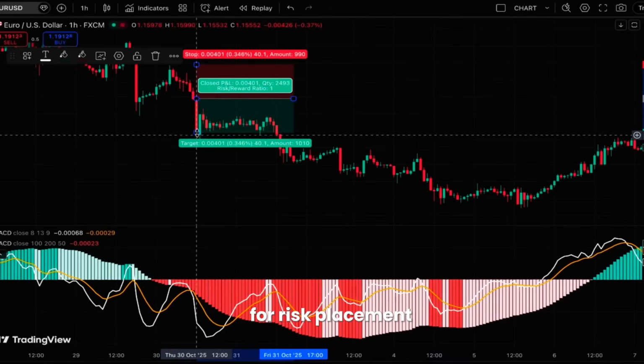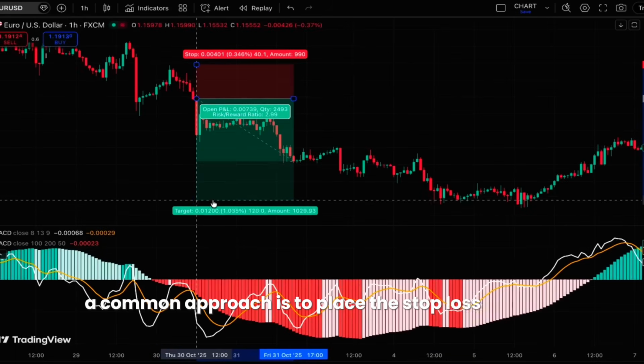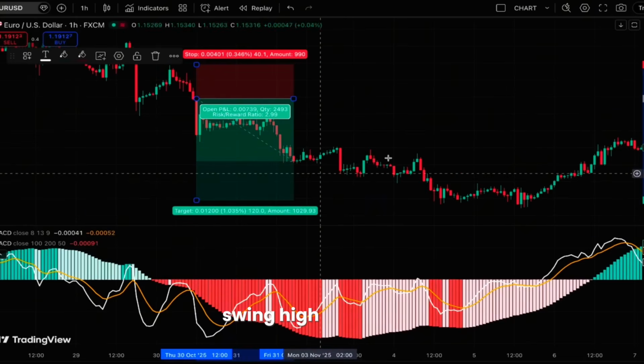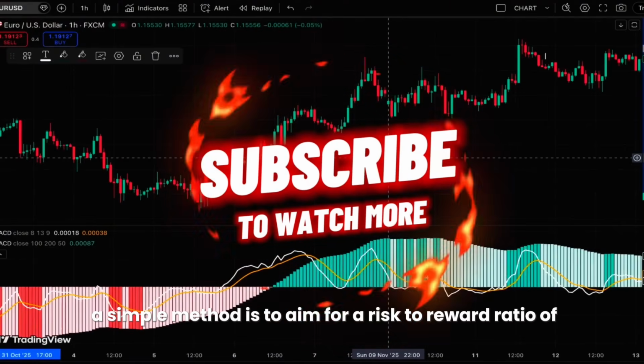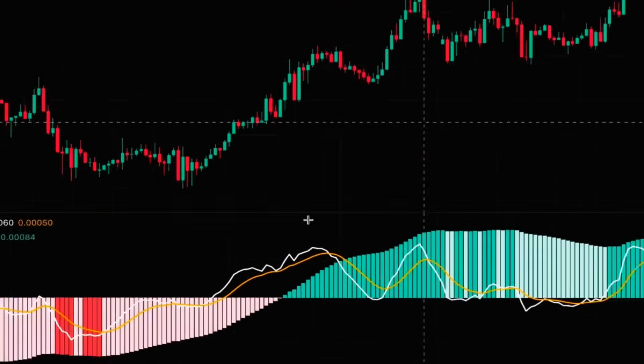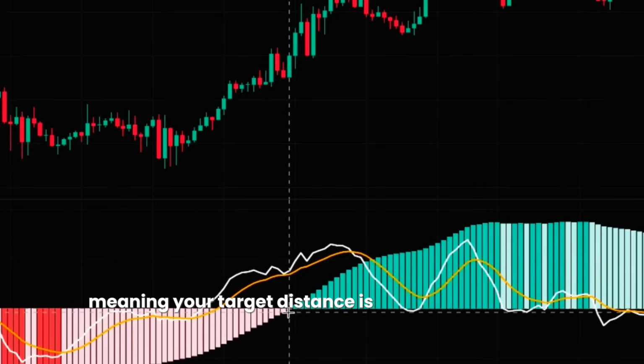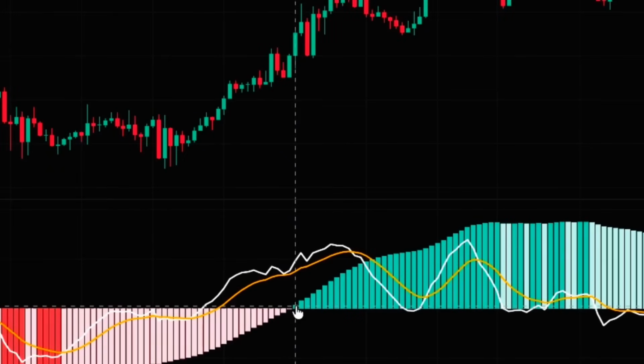For risk placement, a common approach is to place the stop loss above the pullback swing high. For the target, a simple method is to aim for a risk-to-reward ratio of 2, meaning your target distance is about twice your stop distance. That's the short setup. Long trade setup.